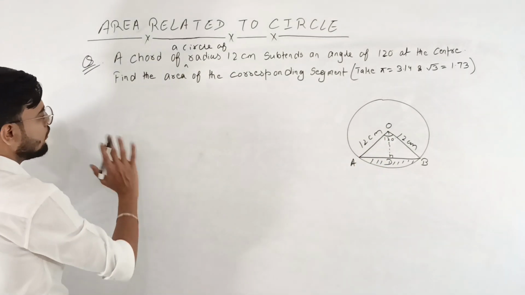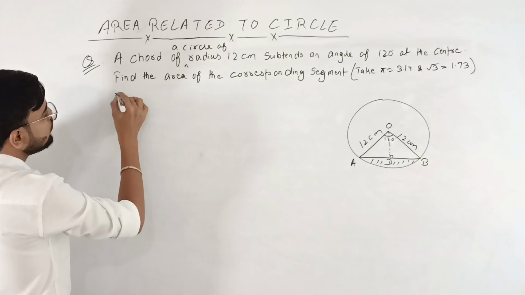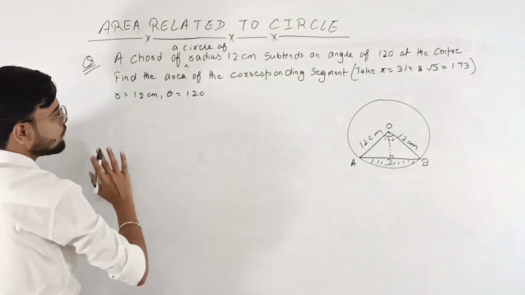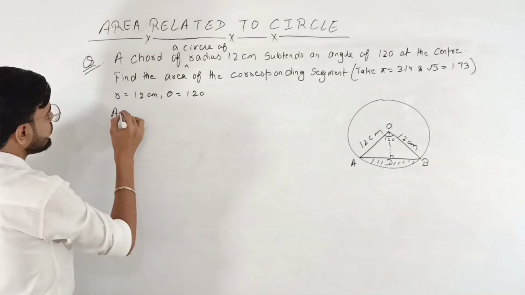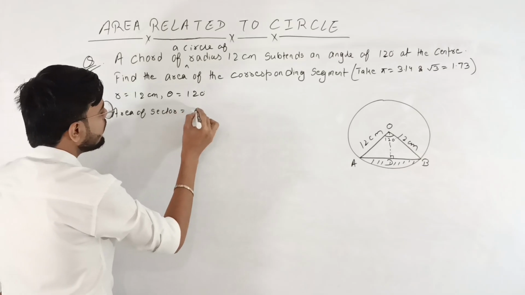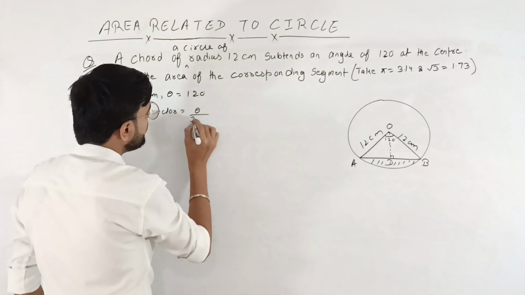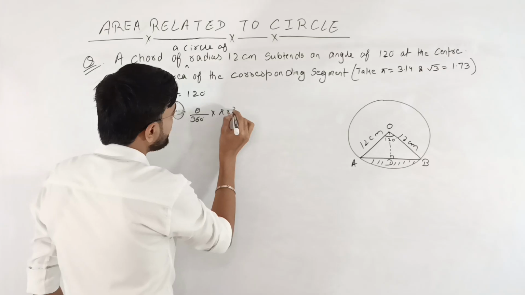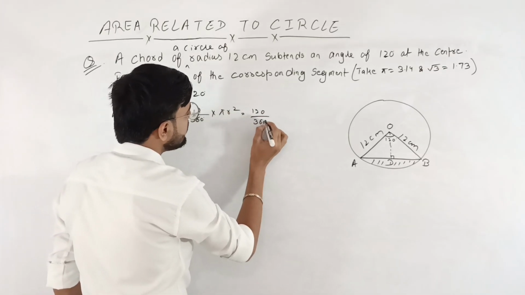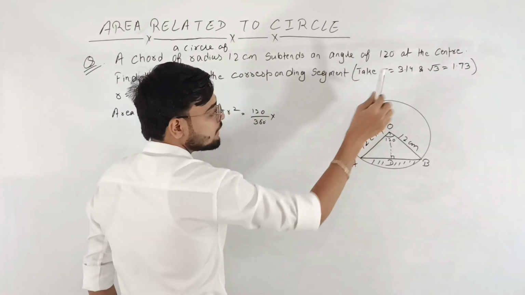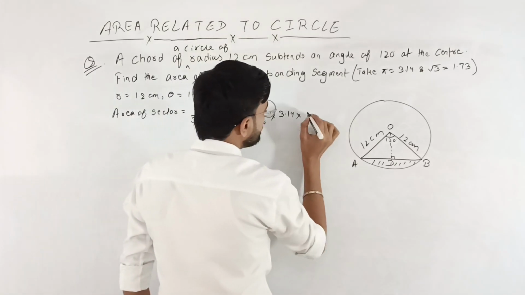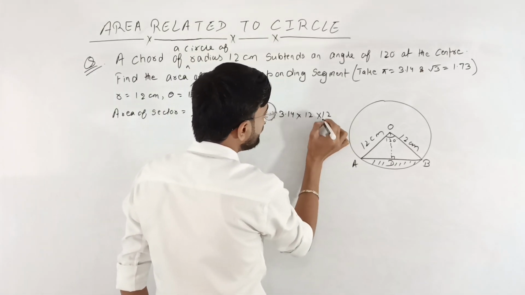So first we write what is given. So radius is given 12 centimeters and theta is given 120 degrees. So first thing we have to find is the area of the sector. Now area of sector is what? Theta upon 360 degrees into pi r square. So now look here, theta is 120 degrees upon 360 into, we have to take pi as 3.14, into r square, which means 12 into 12.